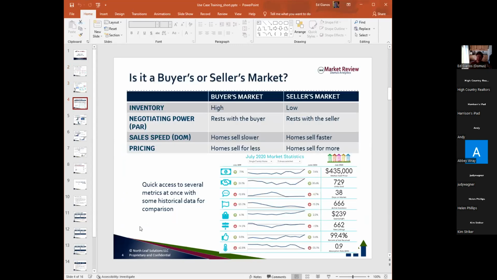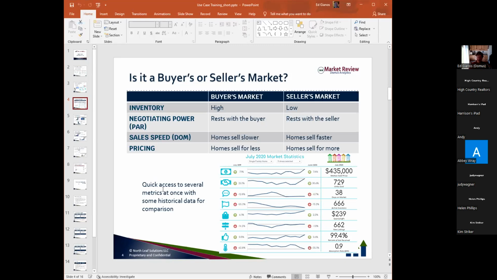When you get into that mid-grade conversation, is it a buyer's or a seller's market? The NAR definition is absorption rate between 5 and 7 months, but I would encourage you to think a little bit more dynamically about that. And the 3 metrics that I look at are inventory, that's by far the number one, that effect it has on negotiating power, days on market, and price.